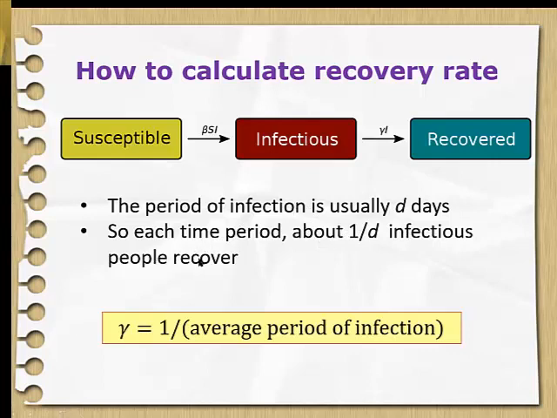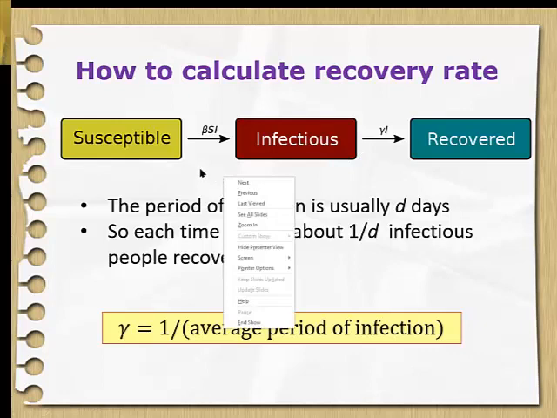Now I should say something about the difference between infectious and infected. I really am interested in the infectious because the infectious are the ones who are going to produce more infections. So that's why I should say infectious here instead of infected. If someone is still sick but not infectious, I would still call them recovered. So each time period, about 1/D infectious people recover. So that means my rate of recovery is equal to 1 over the average period of infection. So that explains these 2 transition rates in the model.